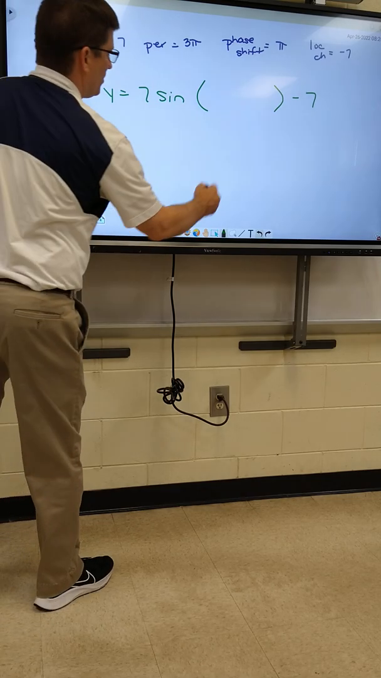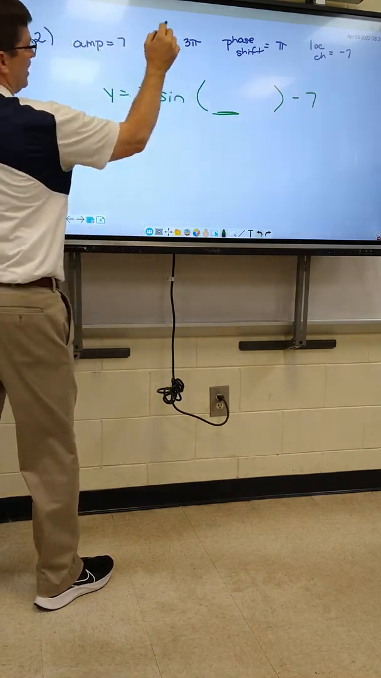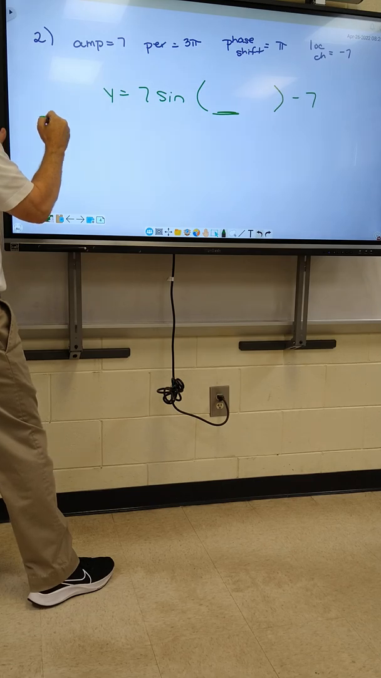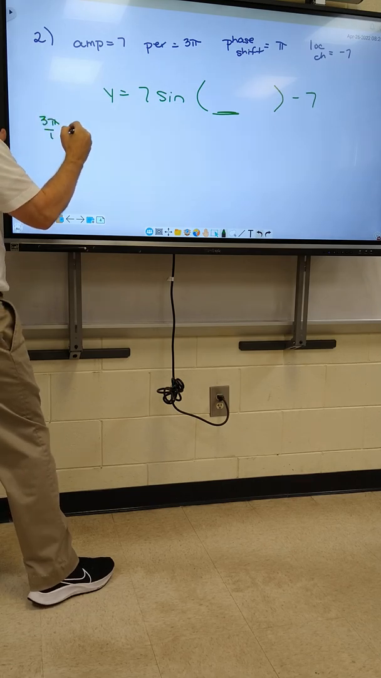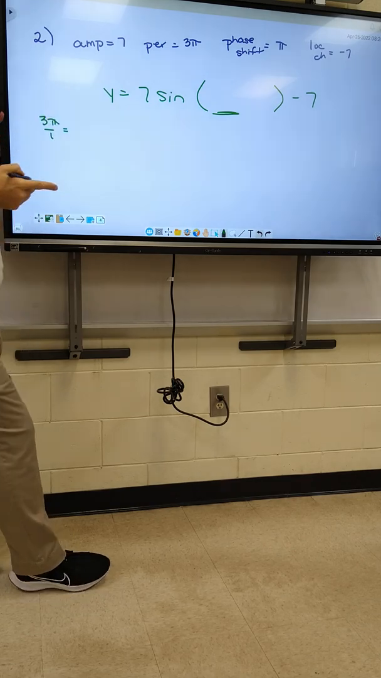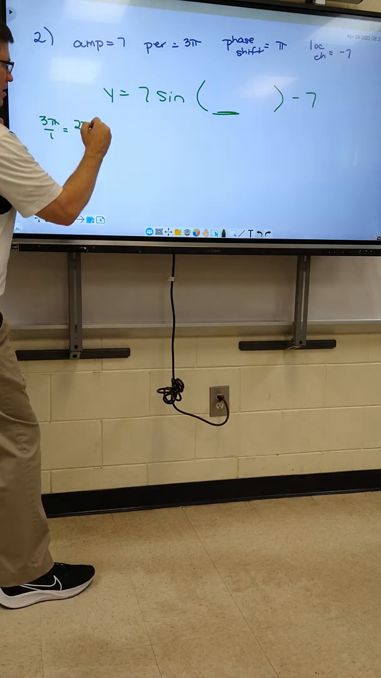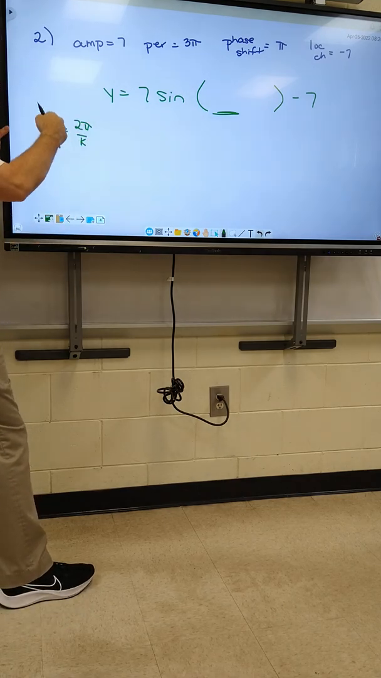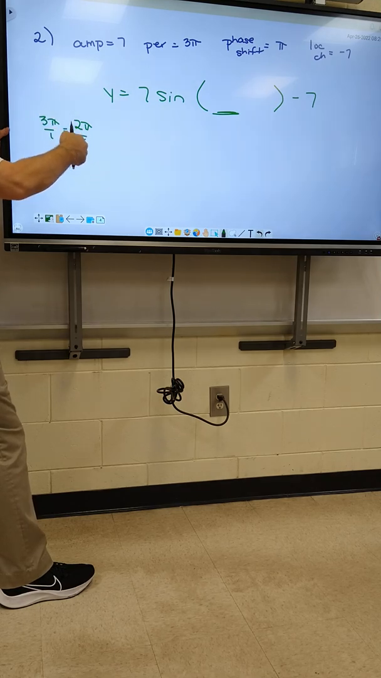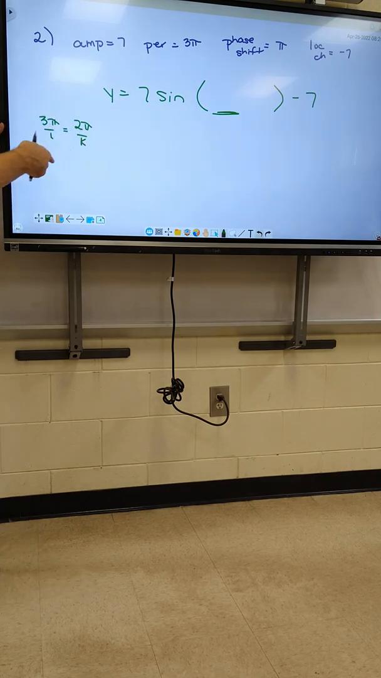Next, how did we find this number again? You take whatever they give you for period, which is 3 pi over 1, and you set it equal to the formula for period. What's that formula? 2 pi over k. I'm going to give you a chance to cross multiply that, solving for k. You're always solving for the variable. Once you get used to it, it won't take you but about 10 seconds.